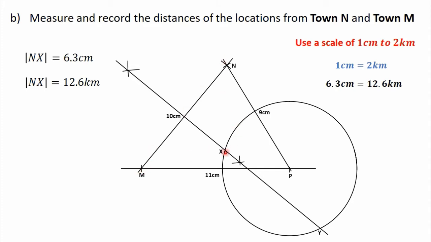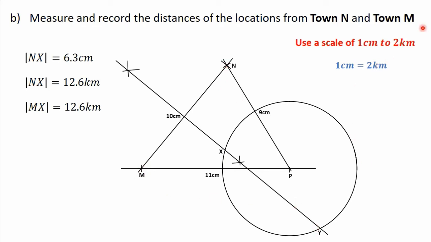This means that at point X, the distance from N to X will be the same as the distance from M to X. So if the distance NX is 12.6 kilometers, then the distance MX will also be 12.6 kilometers. So we have now measured both NX and MX. Let's measure NY and MY.